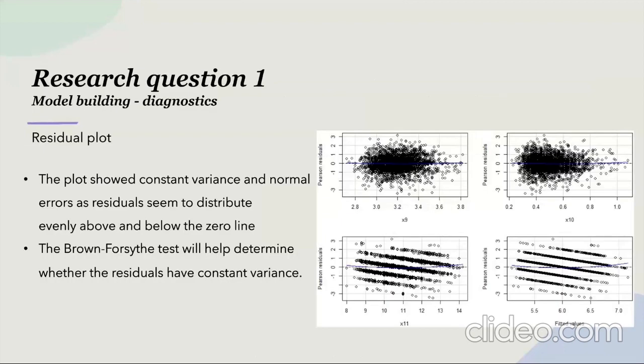So we did the diagnostic process on model building. For the residual plot, we can see that the plot showed constant variance and normal errors, as residuals seem to distribute evenly above and below the zero line. The Brown-Forsythe test will help us determine whether the residuals have constant variance.